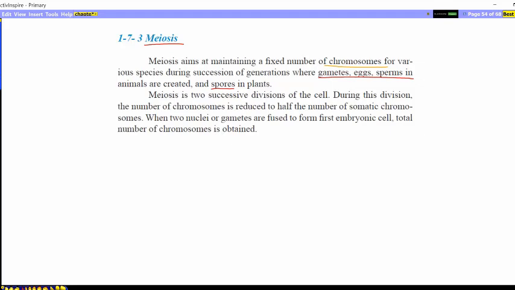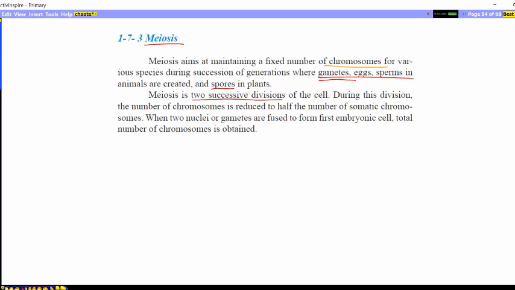Meiosis is two successive divisions. As we studied in mitosis, there is interphase, then mitosis takes place, and after a new interphase, a new cell division. But in meiosis, after one interphase, two divisions take place, and then divisions stop completely. No gametes can divide by meiosis or mitosis. Meiosis is two successive divisions of the cell.